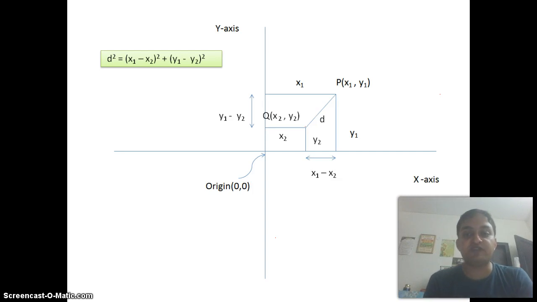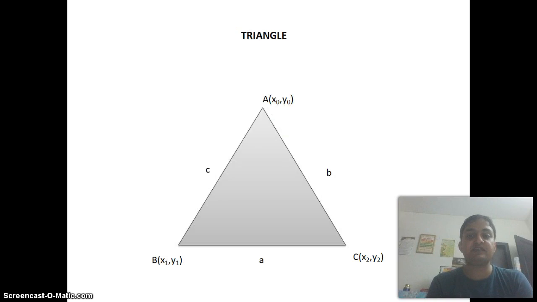Now let's move forward to triangle. Here we have a triangle with vertices A, B and C denoted by coordinates x0, y0, x1, y1, x2, y2 respectively. Now what I have done is I have denoted side A opposite to vertex A, side B opposite to vertex B, side C opposite to vertex C, as done by standard convention in coordinate geometry.